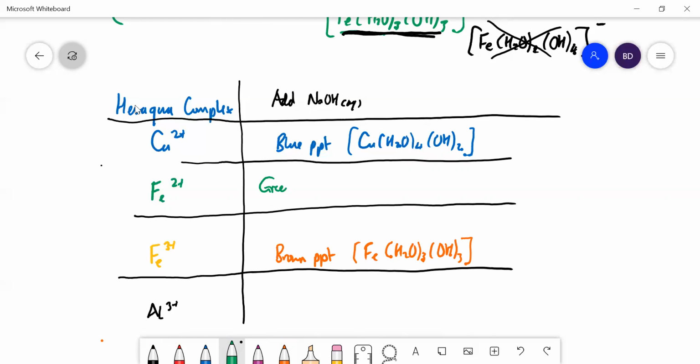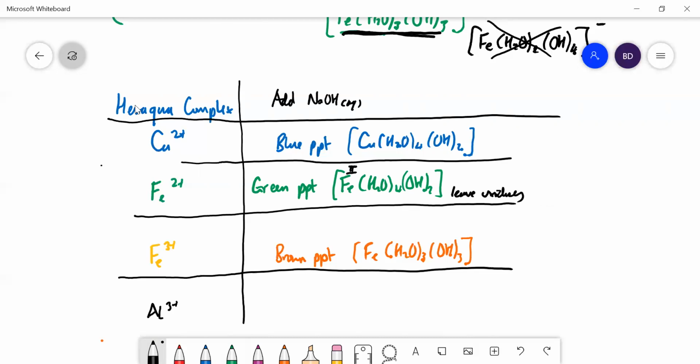It's a fairly dark green precipitate. And you can see the color of the precipitate tends to follow the color of the hexaqua complex. And that's going to have a formula Fe(H2O)4(OH)2. But then if you leave that, what happens is it oxidizes in the air. The oxygen reacts with it, and it oxidizes the Fe2+, that's the 2 oxidation state, up to the 3 oxidation state.